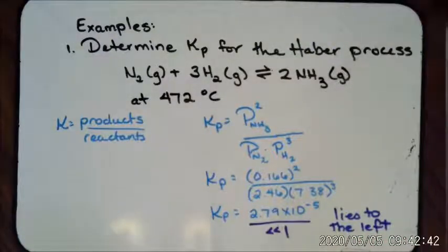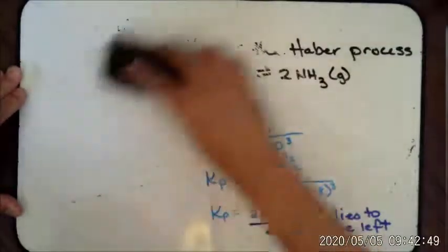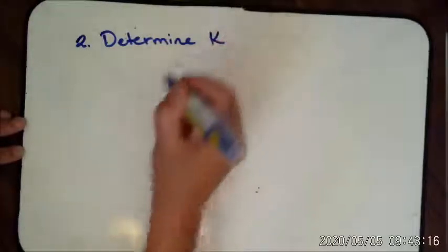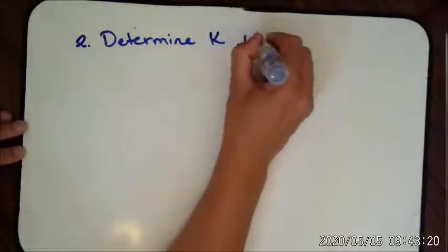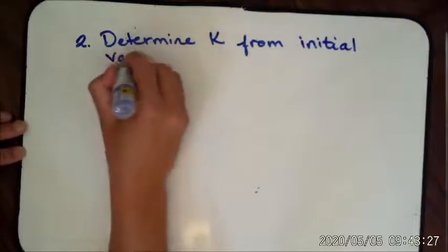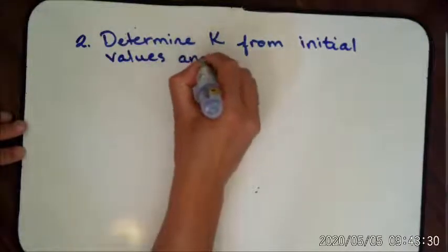Okay. So, let's do another example. In the second example, we're going to determine K from initial values and one equilibrium value.